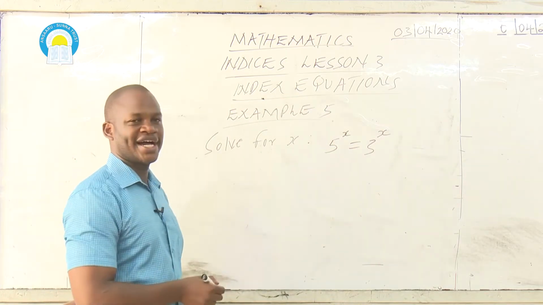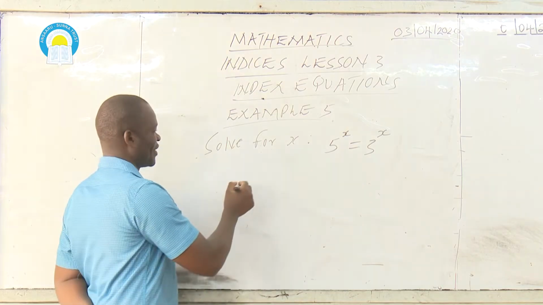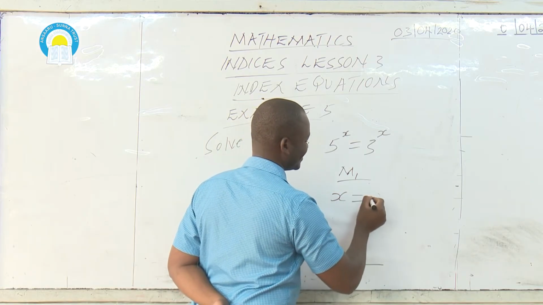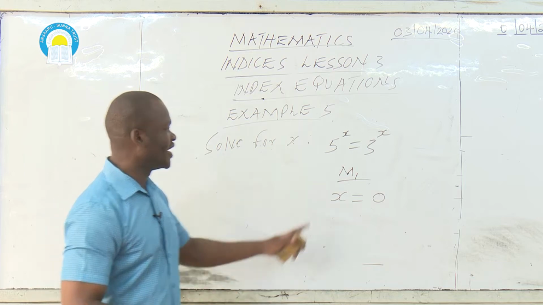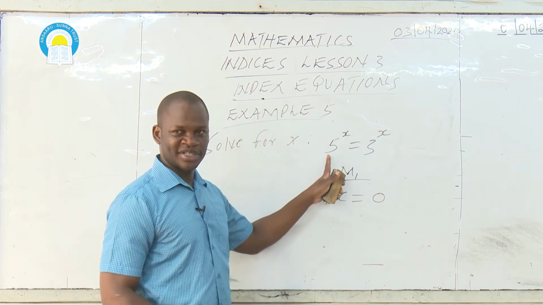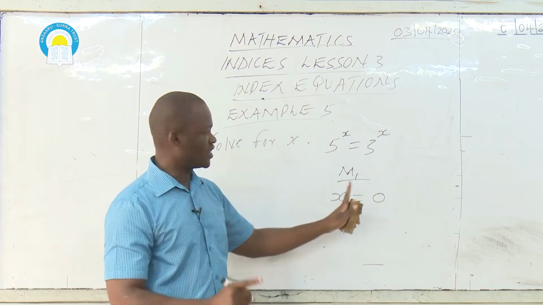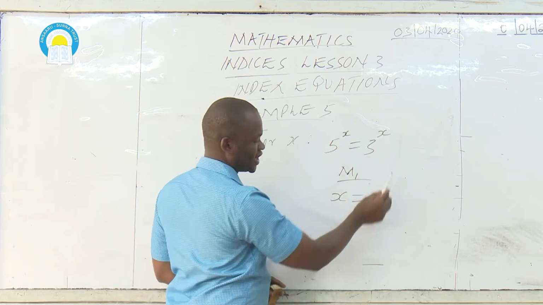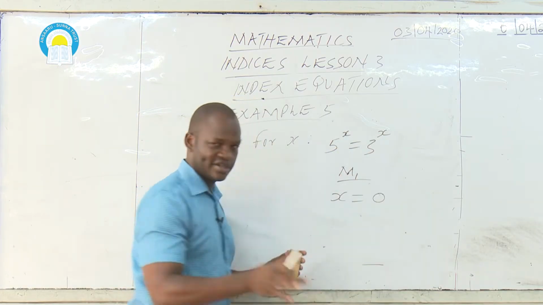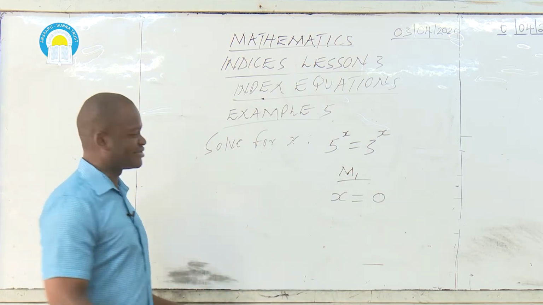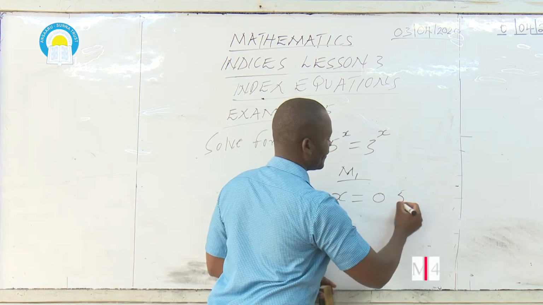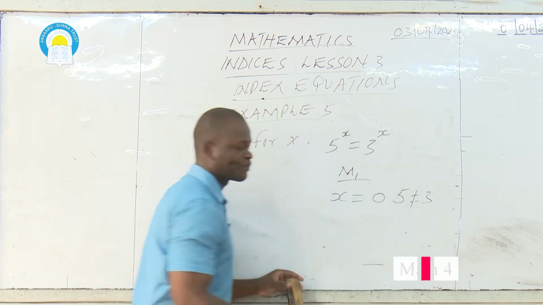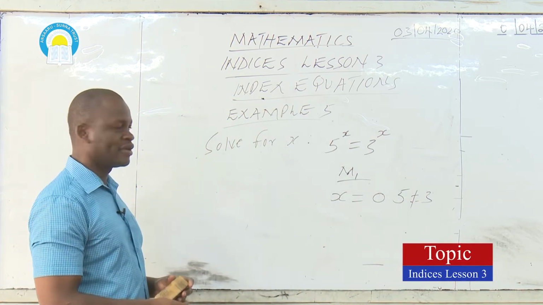So here we have two arguments we can use. Method 1, or the first argument, I will just say x is equal to 0, because if I have x as 0 here, 5 power 0 will give me 1, and 3 power 0 will also give me 1. Now, if you have any other power which is not 0, this equation will never hold. For example, let me assume x is 1. If x is 1, I will have 5 is equal to 3. Of course, 5 is not equal to 3. Therefore, 1 is not a solution for x.